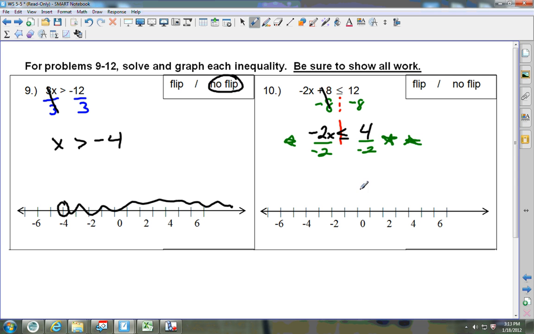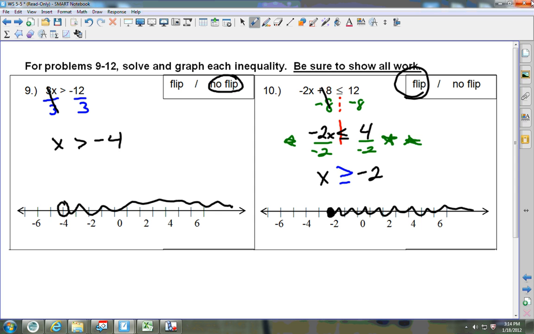So now it's going to become greater than or equal to. So I have x is greater than or equal to negative 2. So I did flip the sign. Now I go to negative 2 and I'm going to put a closed dot. It's greater than, so I shade to the right.